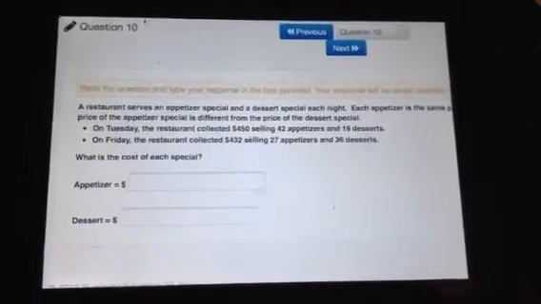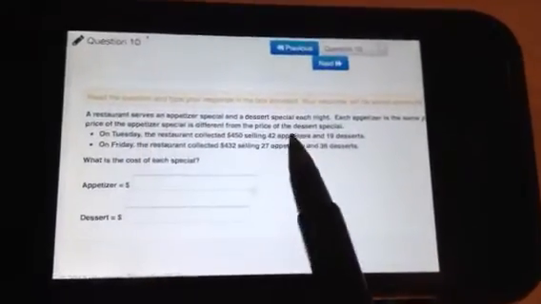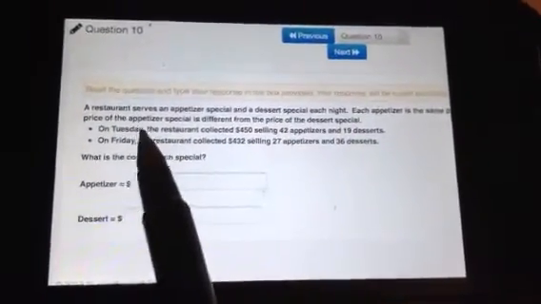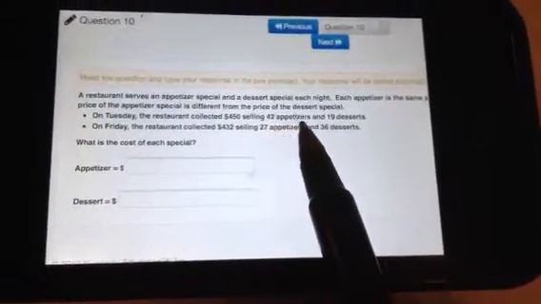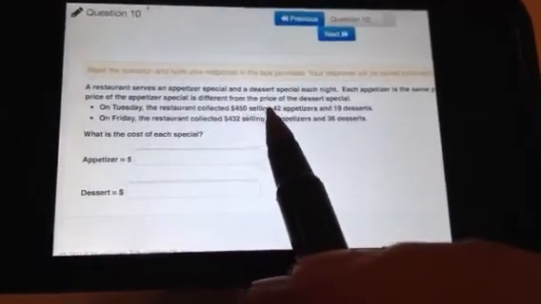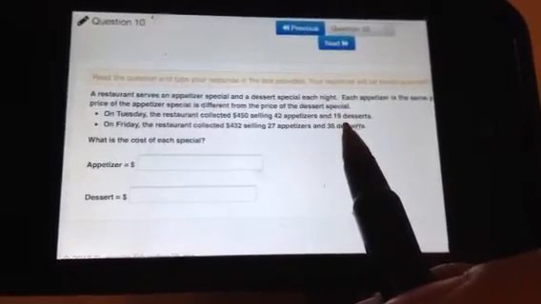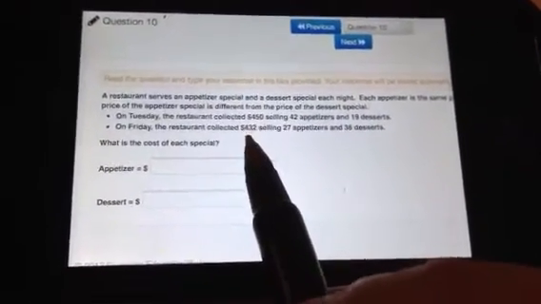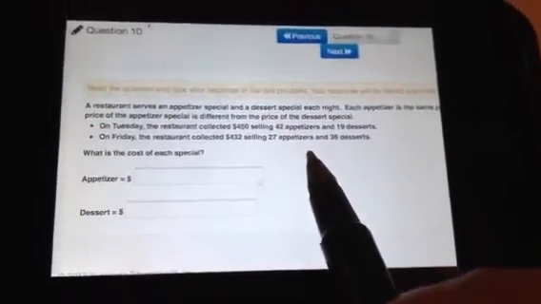Okay, so for this question, I'm going to have to create a system of equations from these two different days. On Tuesday, the restaurant collected $450, selling 42 appetizers and 19 desserts. So that would be 450 equals 42A plus 19D. My next equation would be 432 equals 27A plus 36D. So I'm going to write those two equations down.